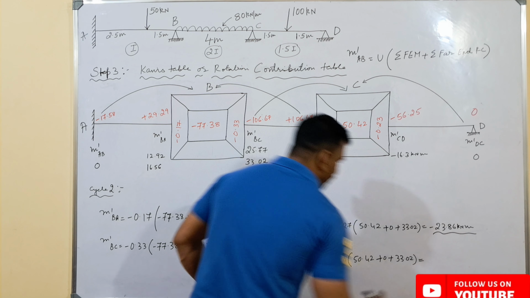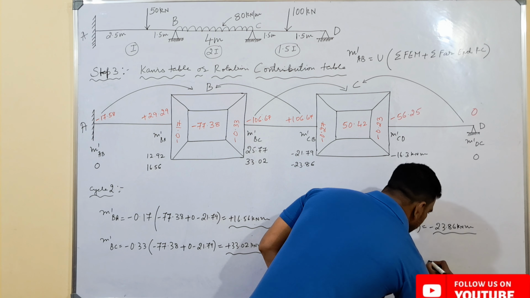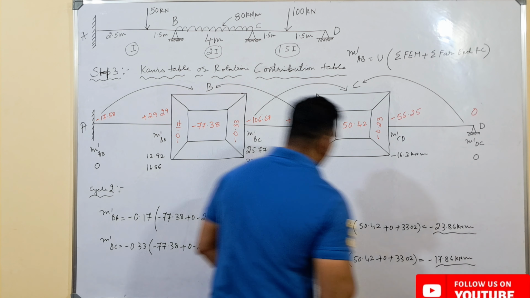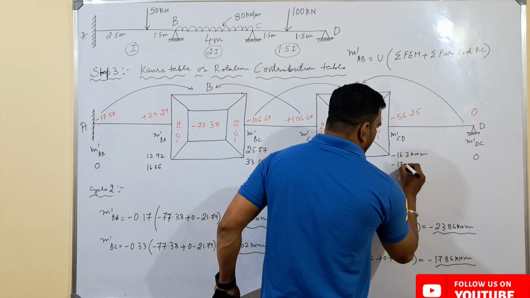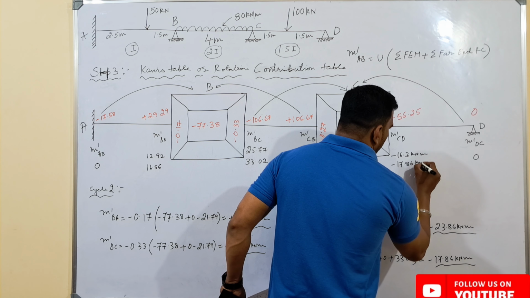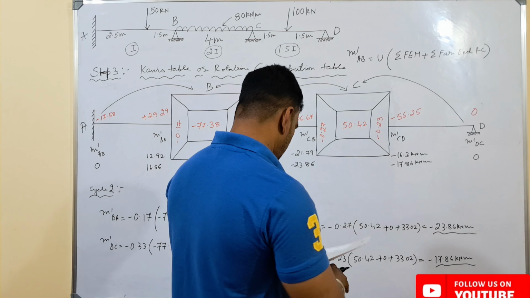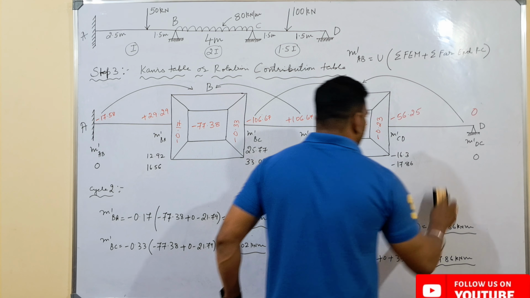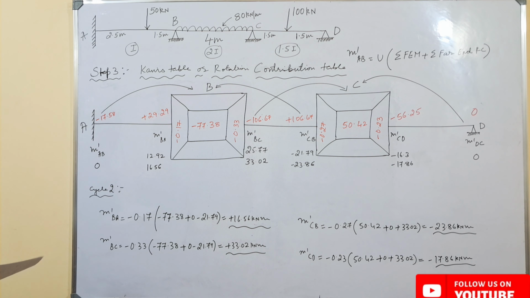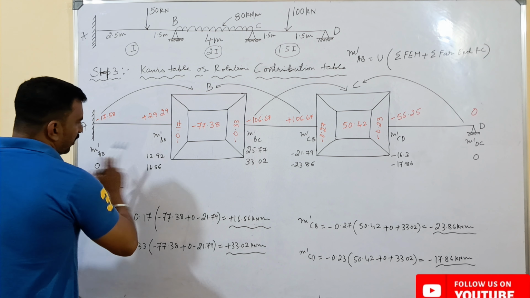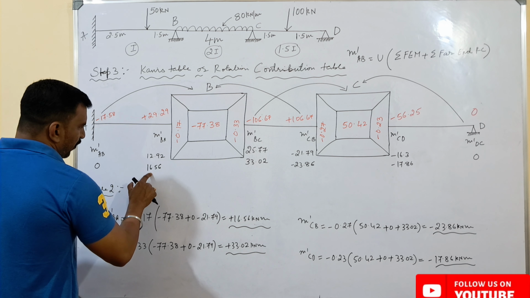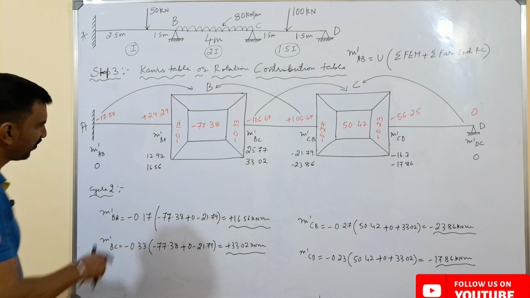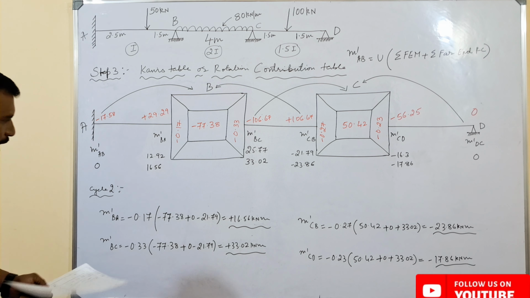Similarly here for M dash CD, everything remains same. So the value will be equal to minus 17.86 kilonewton meters. So this value we have to write here, minus 17.86. Here I will not take into consideration the units, only the values. So if we observe here, in cycle 1 we have got 12.92 and in the second cycle we have got 6.56. So we have to carry the iteration process until we get the equal values here.